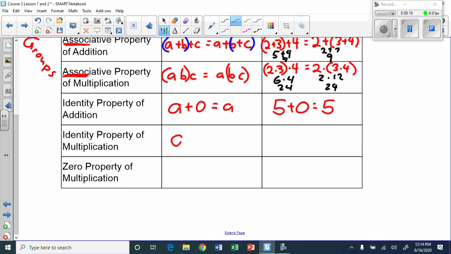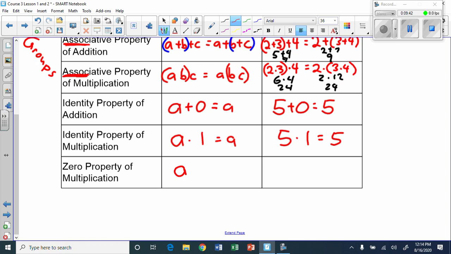So in multiplication, what's going to be the identity property of multiplication? What are we going to multiply A by to get A? A times 1. 5 times 1. This is different from the zero property of multiplication, which states that anytime we multiply by 0, the answer is going to be 0. So A times 0 equals 0, or 5 times 0 equals 0.